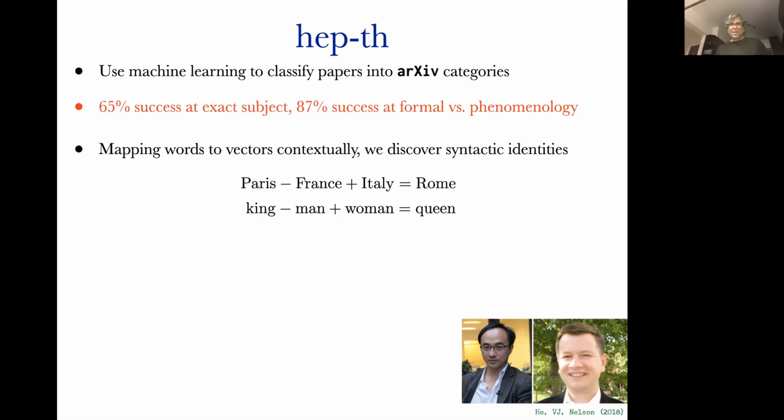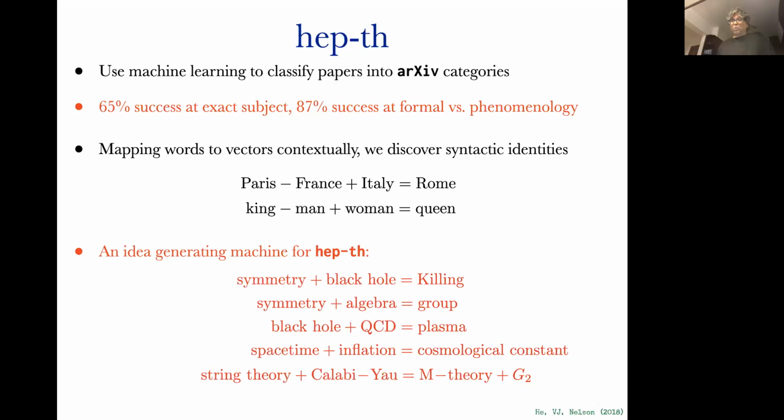Since we're working in some high-dimensional vector space using these methods, we discover syntactic identities between words. So, for example, Paris minus France plus Italy gives us Rome. King minus man plus woman gives us queen. So if we apply these ideas to words that appear in our papers, we're able to discover real relationships.